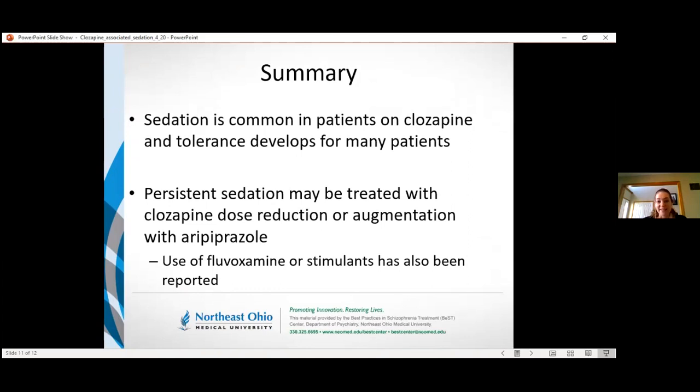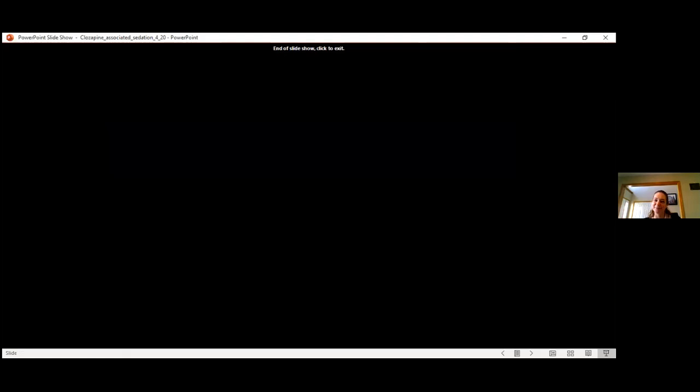For persistent sedation, the two interventions right now that seem to have the best literature support are reducing the dose of clozapine if that's possible, or potentially augmenting with aripiprazole. If those aren't options, other potential interventions are the addition of fluvoxamine to inhibit the metabolism, or potentially adding a stimulant on board. And with that, I will turn it back over.